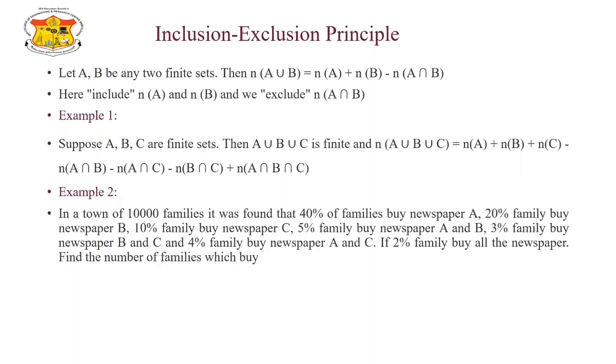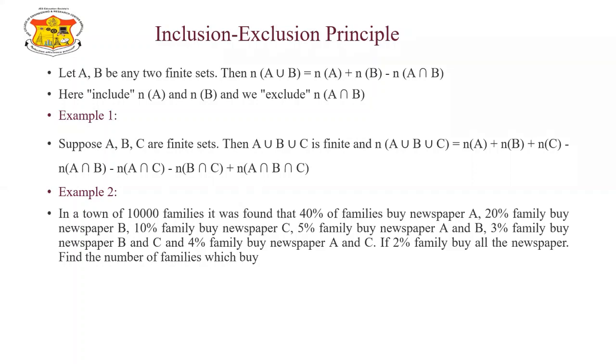Today we will see what the inclusion-exclusion principle is. Let A and B be any two finite sets. Then the number of A union B is equal to the number of A plus the number of B minus the number of A intersection B. Here, the number of A means the number of elements in set A, or the number of atoms contained by the set A. And we exclude the number of A intersection B.